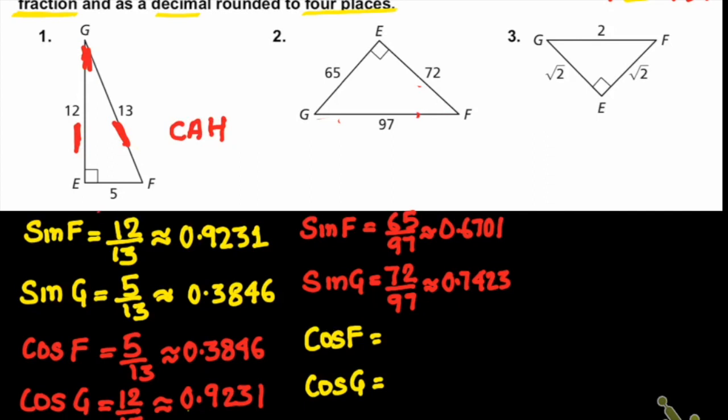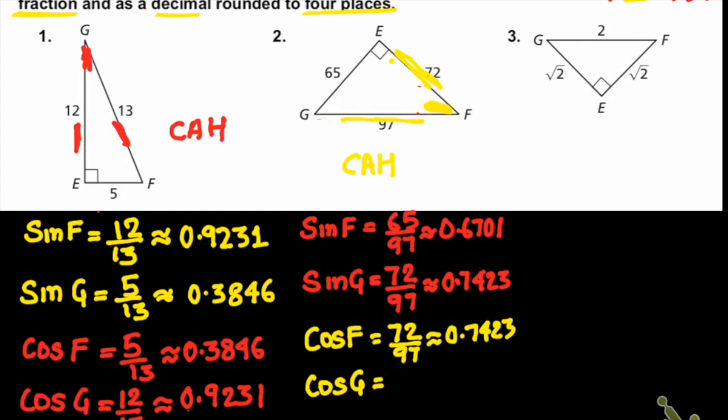That's ka. For cosine of f, adjacent is going to be your adjacent, and this is your hypotenuse. So that's going to be 72 over 97, and when you plug it in, your answer is going to be 0.7423, and you already calculated it on the top. You don't have to do it again.